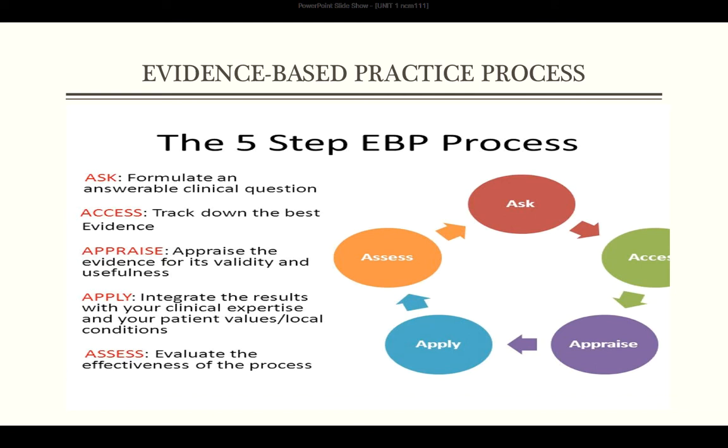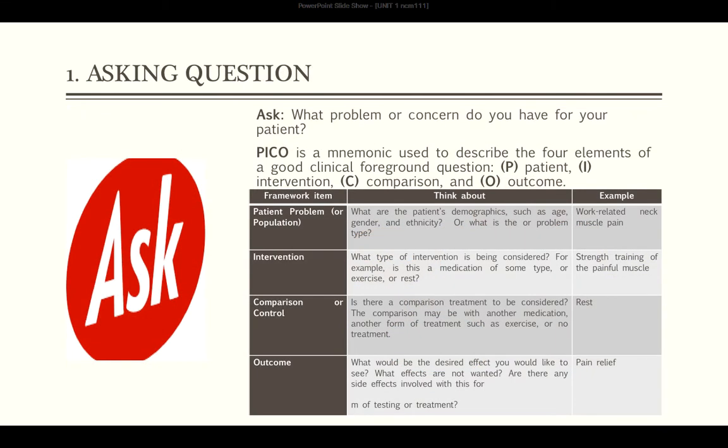Okay, there are 5 steps in the EBP process. So these are the 5 A's: the ask, assess, appraise, apply, and then assess. So we will discuss this one by one. Your first step in the EBP process is ask.